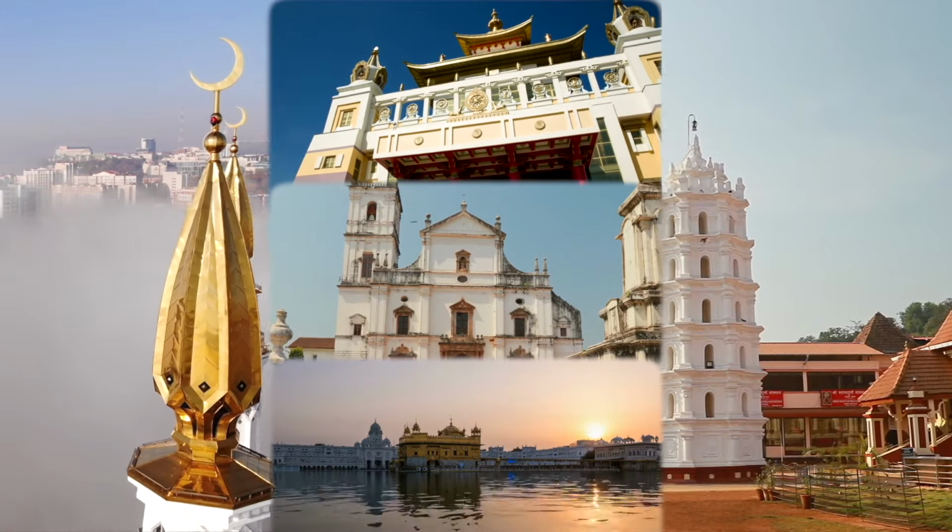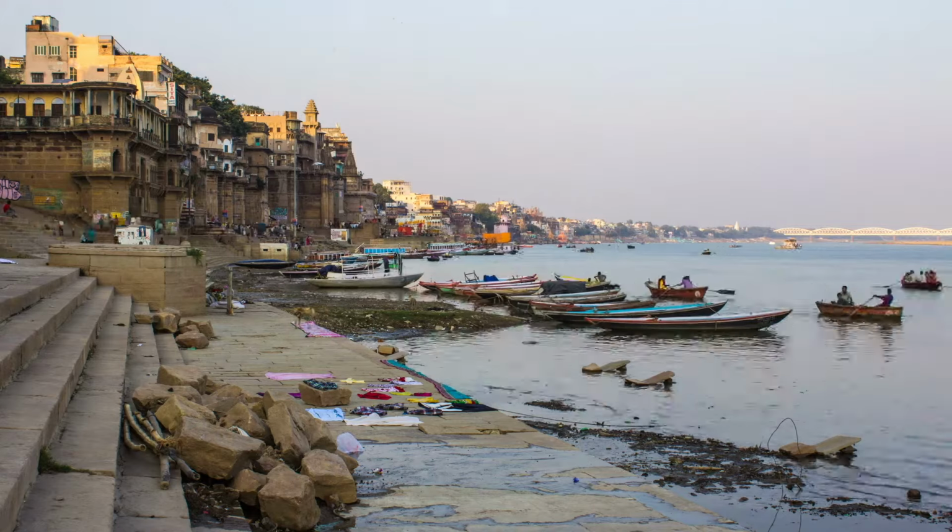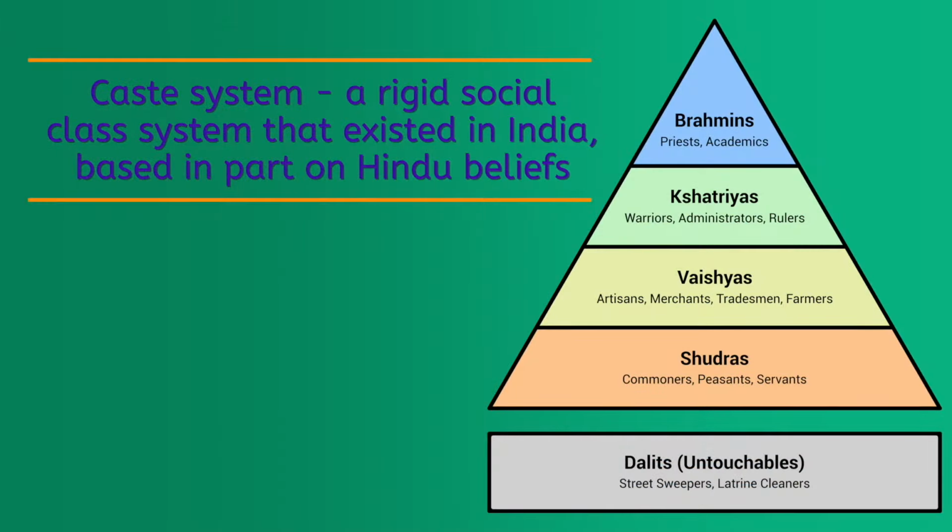For centuries, a rigid social hierarchy called the caste system has existed in India. Based in part on Hindu belief, the caste system held a person within the social class into which they were born, whether high or very, very low, and discrimination was commonplace.